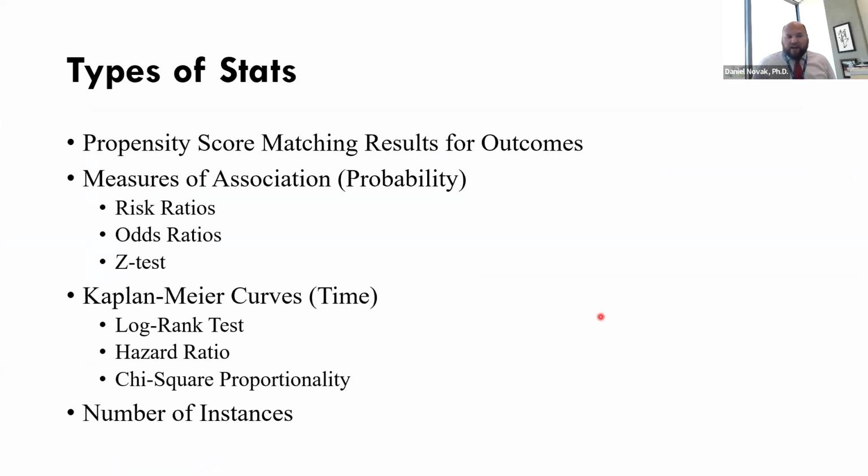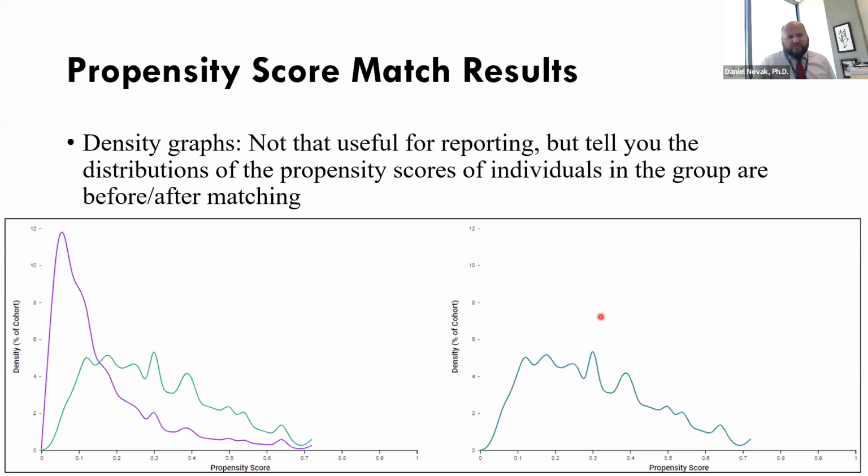We're going to look at your Kaplan-Meier curves, which is related to time. That's your log rank test, your hazard ratio, and your chi-square proportionality. And we're going to really briefly look at number of instances because I don't really use it very much, because it's not that useful for the work that I do and for the work that most of you would do. First, we're going to look at propensity score matching results.